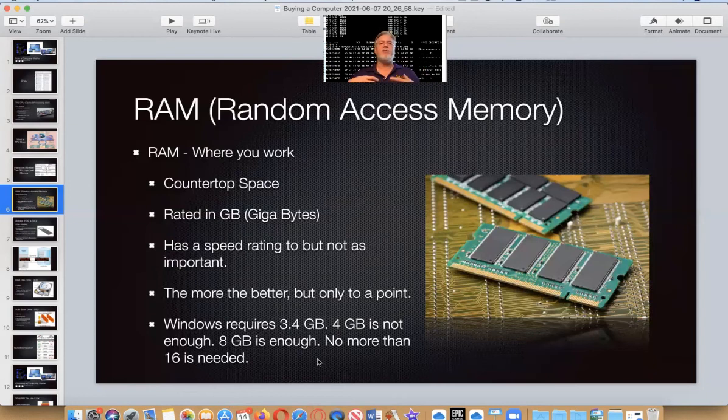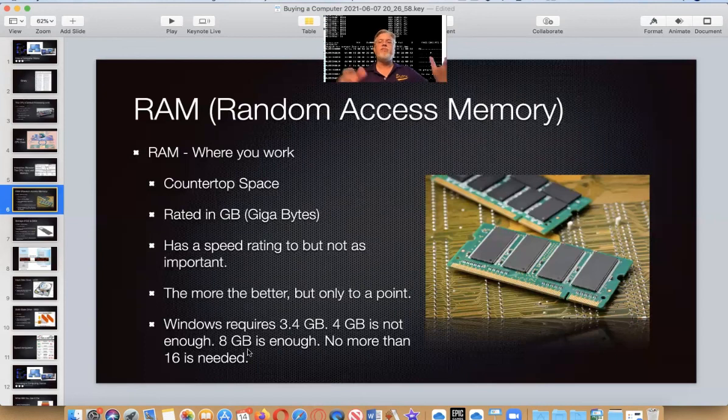I teach majors, right? People that are in our majors program. You're a computer major. And they'll come in and, oh, I'm going to get 32 gig of RAM and blah, blah, blah. And I don't know why. Why are you going to get 32 gigs? The more, the better, but only to a point.